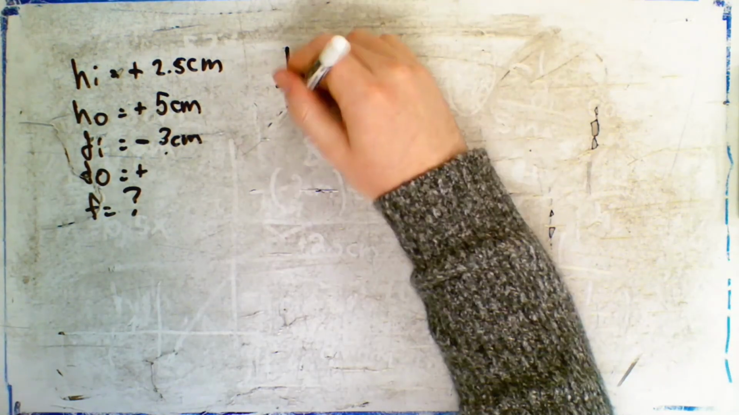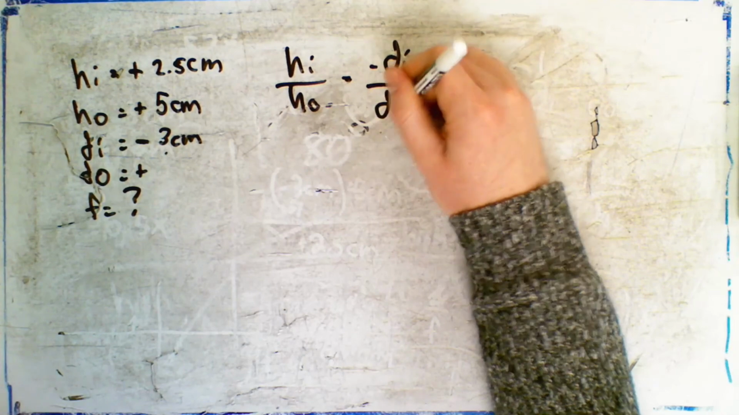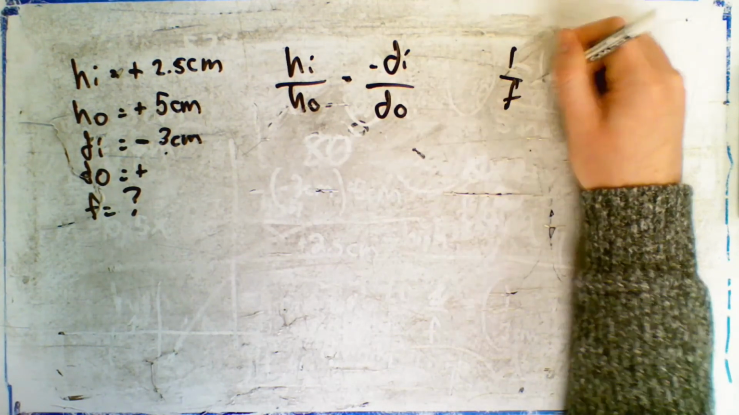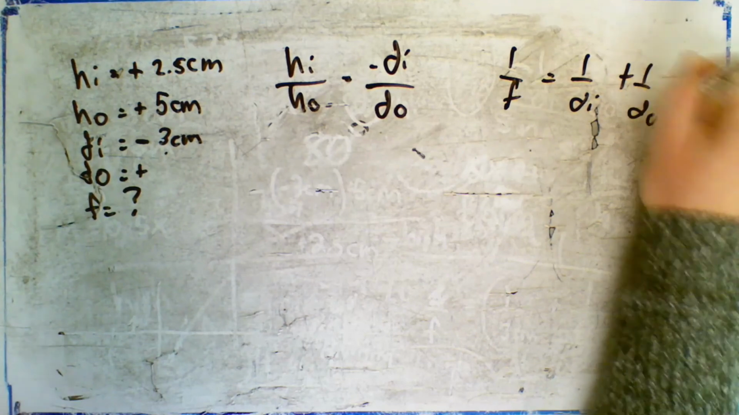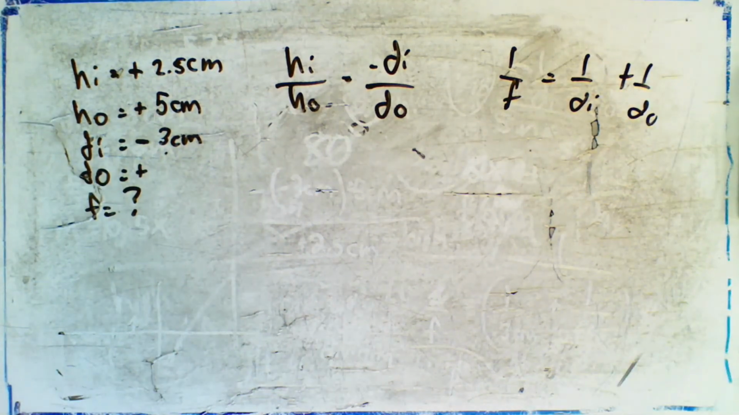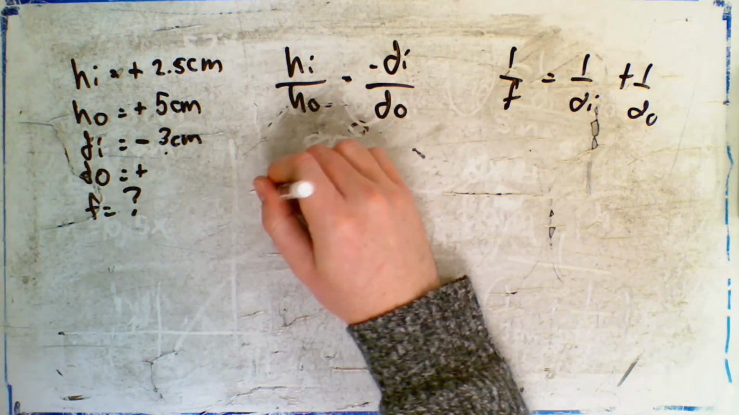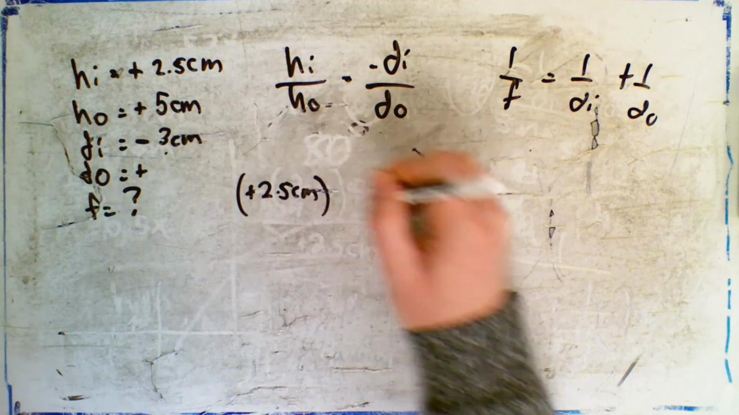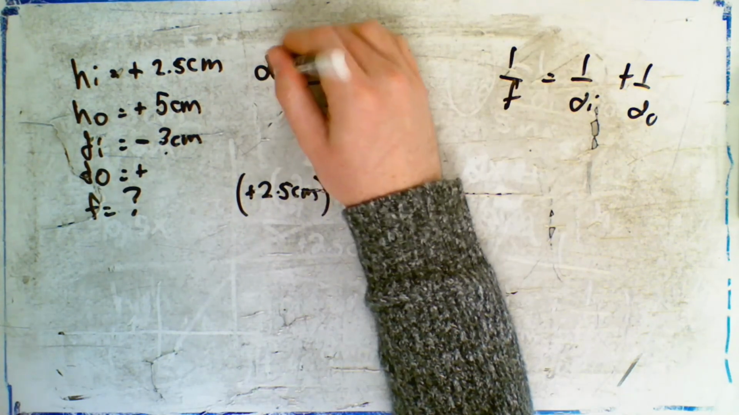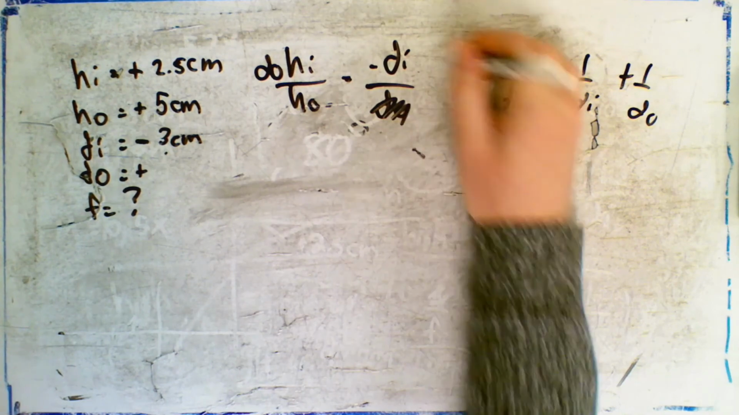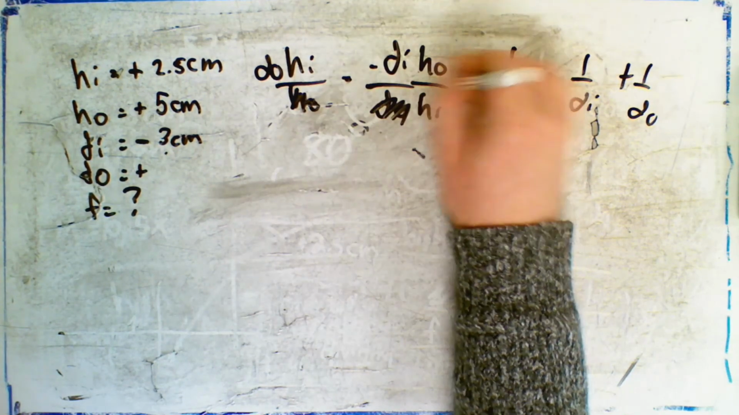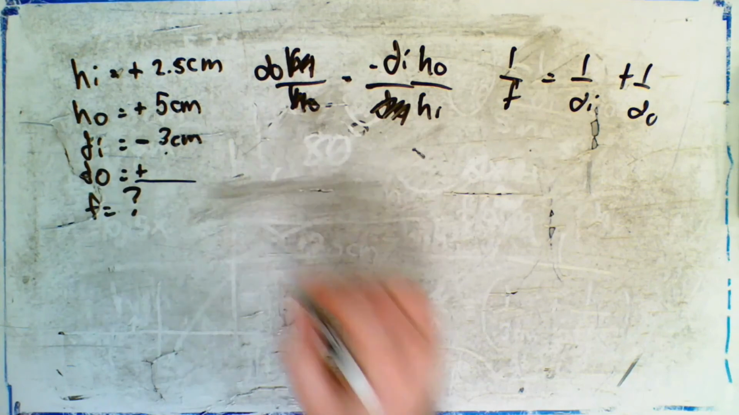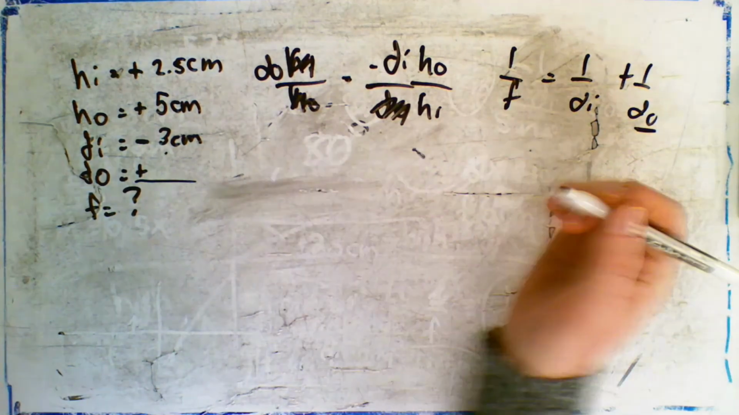We have hi over ho equals negative di over do, and we also have 1 over f equals 1 over di plus 1 over do. So we're going to use these guys. So because we don't know do and we need it to find focal length, we'll have to use our first formula first. So hi is 2.5 centimeters. Or I guess I should rearrange it first. Let me rearrange it first. Do moves up top, ho moves up top, hi moves down below. And then we can solve for do, which will give us f, which will give us c.